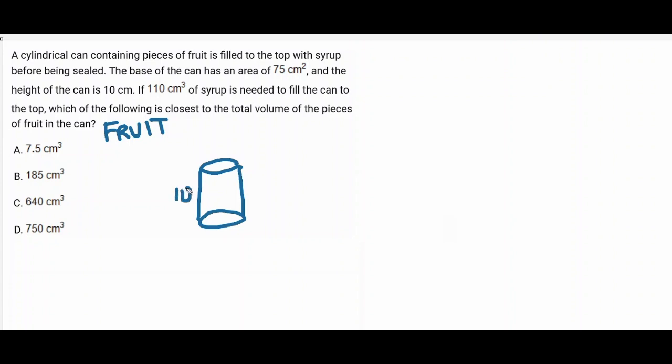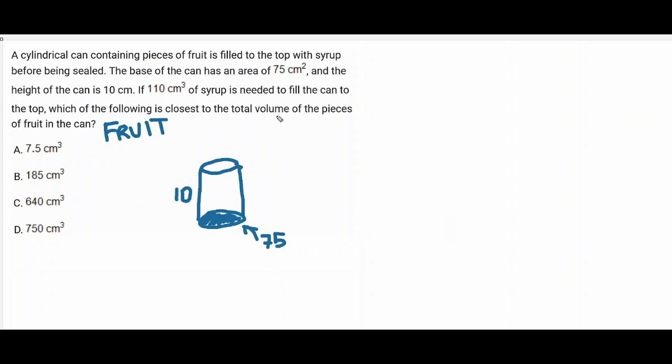That's the height. Now what about this area of the base of the can? Well, what's the base of the can? It's the bottom. And what's the area? Well, it's how much it is, right? It's two-dimensional. So what's that space right there? It's 75. Cool. All right, so that's what's going on here.